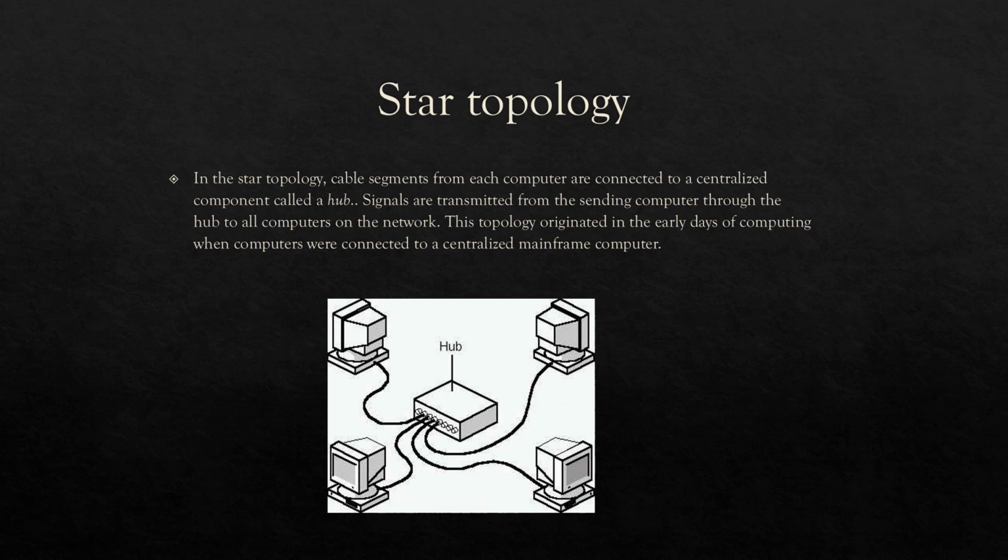Next is star topology. In star topology, the cable segments from each computer are connected to a centralized component which is called a hub. This is an adaptation of the client-server architecture, where the server used to be in the middle and clients used to be connected to the server. So in the case of star topology, all the nodes are connected to the central device, the hub.